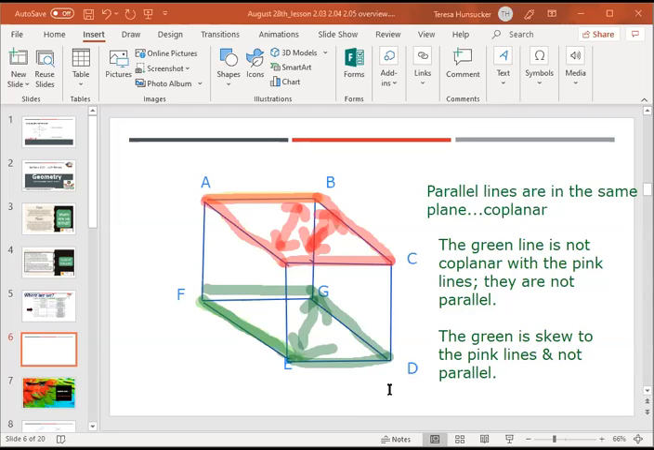So what's a skew line? Tell me in a sentence or two, what is a skew line? This is my next question to you. Can you tell me what skew means? What is skew?